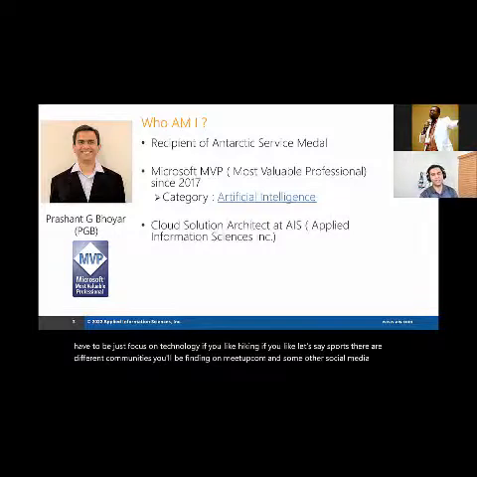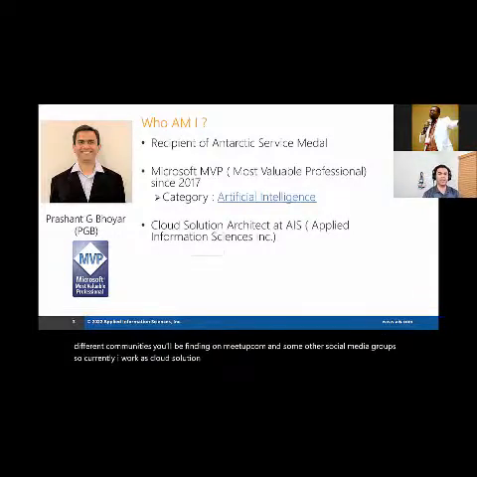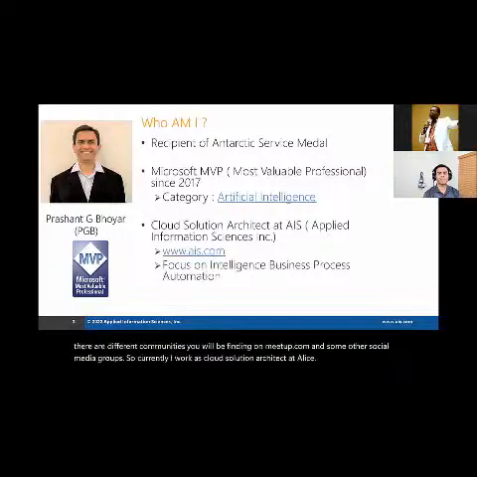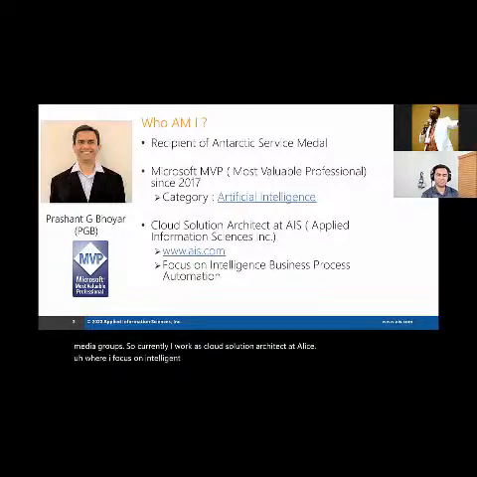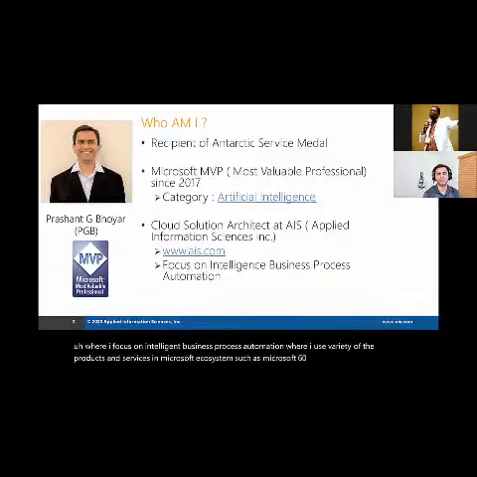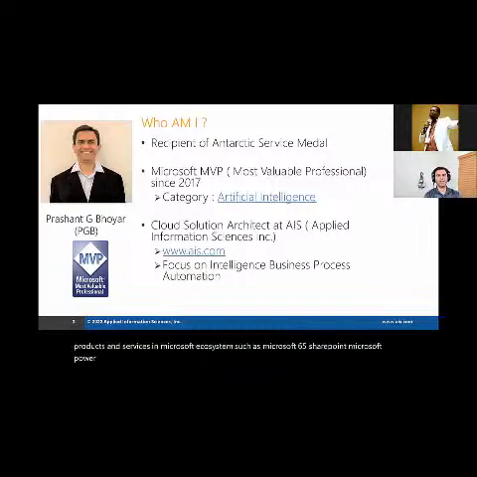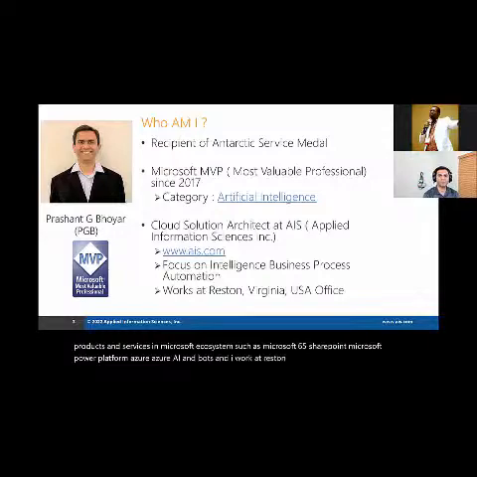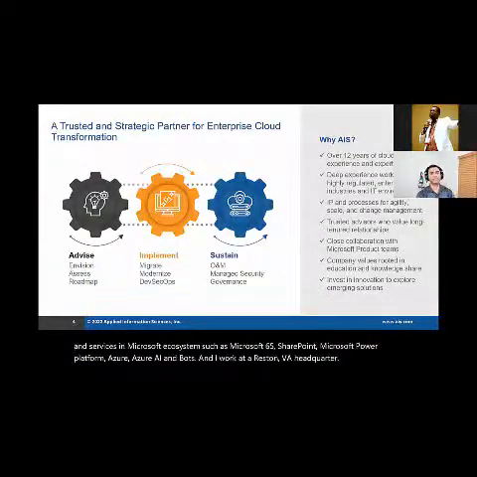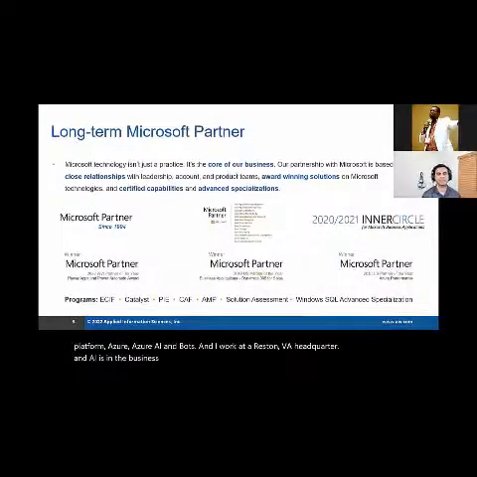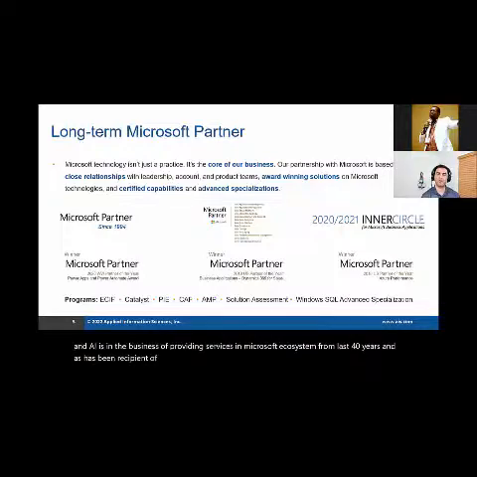So currently I work as a cloud solution architect at AIS, where I focus on intelligent business process automation, where I use a variety of products and services in the Microsoft ecosystem, such as Microsoft 365, SharePoint, Microsoft Power Platform, Azure, Azure AI, and bots. And I work at the AIS Reston, Virginia headquarters. AIS has been in the business of providing services in the Microsoft ecosystem for the last 40 years, and has been a recipient of the Microsoft Partner of the Year Award on multiple occasions.